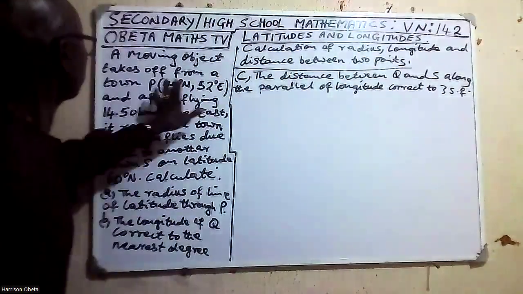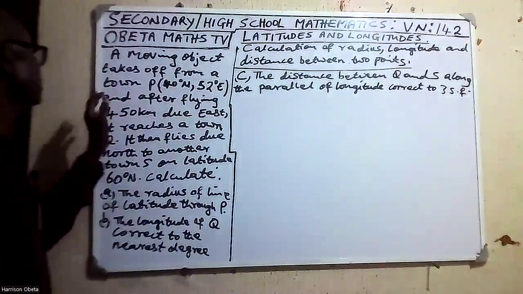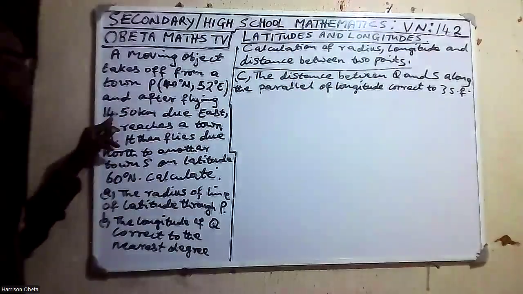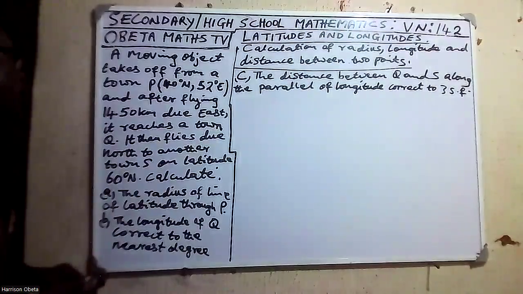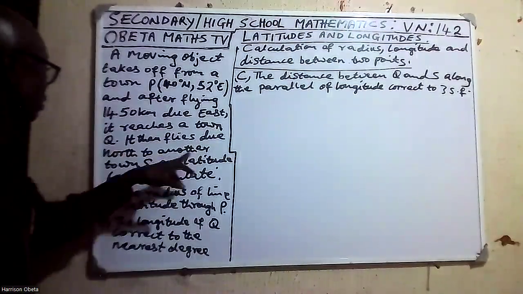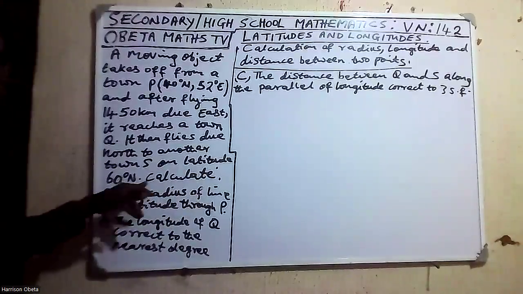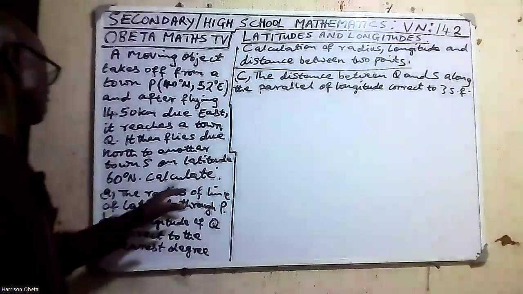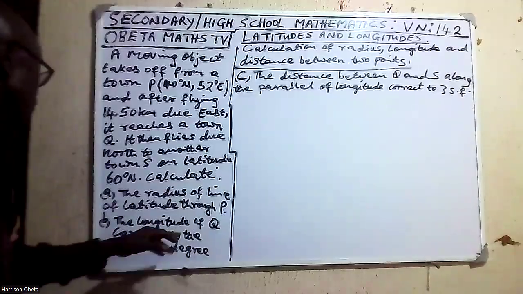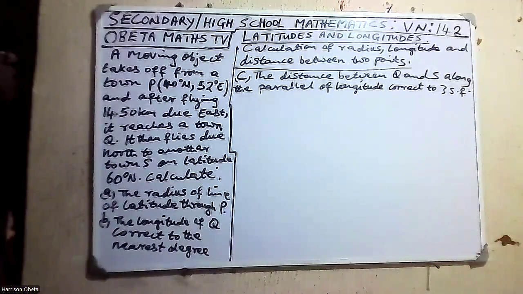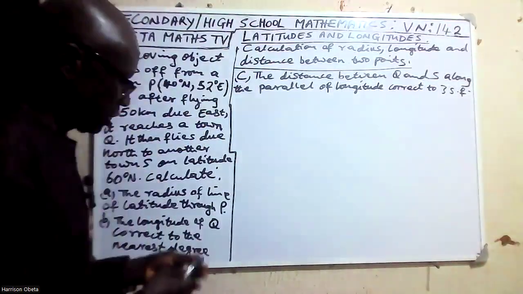A moving object takes off from a town P, 40 degrees north, 52 degrees east, and after flying 1,450 kilometers due east, it reaches a town Q. It then flies due north to another town S on latitude 60 degrees north. We are to calculate the radius of the line of latitude through P, the longitude of Q correct to the nearest degree, and finally the distance between Q and S along the parallel of latitude. So let's move on.